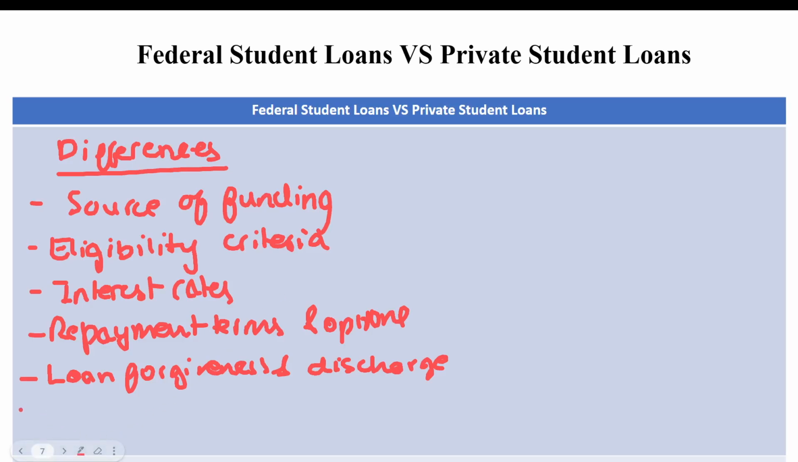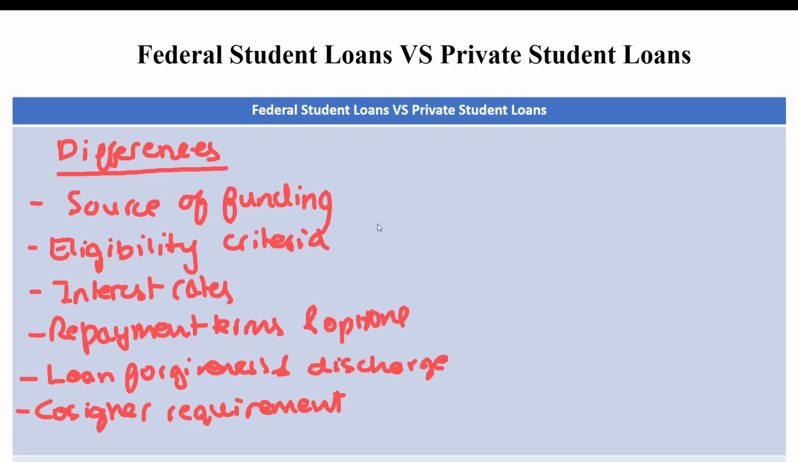Then we have cosigner requirement. Federal student loans typically do not require a cosigner except for PLUS loans with adverse credit history. Private student loans often require a cosigner, especially for students with limited credit history. The cosigner remains responsible for the loan if the borrower defaults.